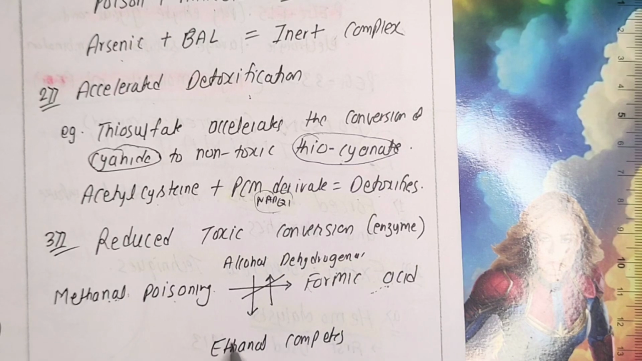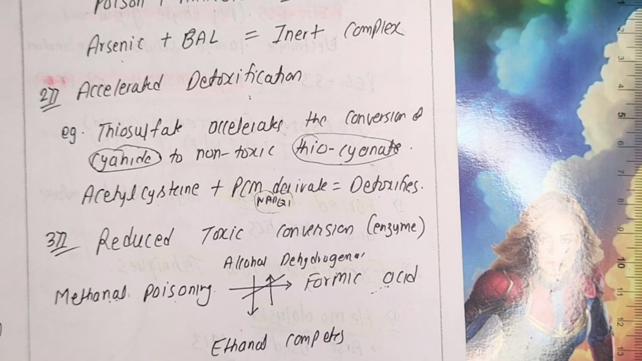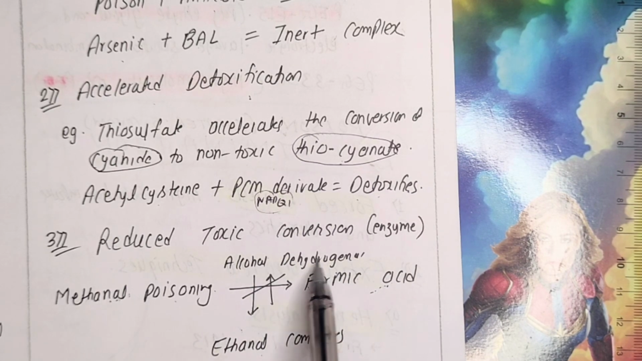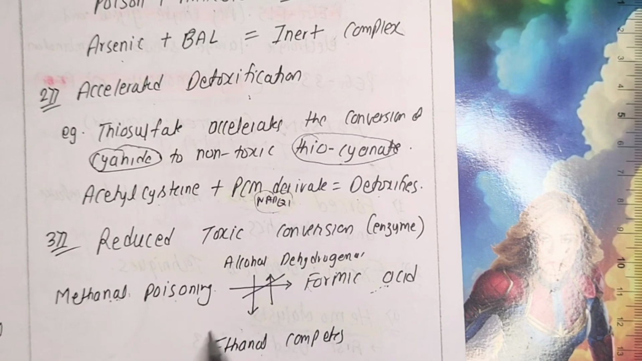In this condition what we will do is give ethanol. Ethanol, that is, the alcohol people drink. Now what happens is that alcohol dehydrogenase has more affinity toward ethanol than methanol.